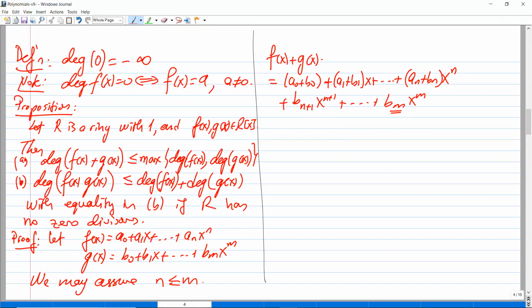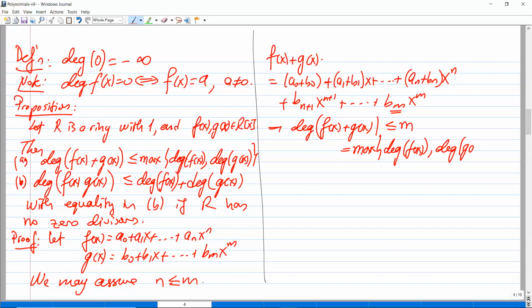If f(x) or g(x) is 0, it's clear. So assume that they are not 0. So the degree of f(x) plus g(x) might be less than m, and is at most m, which is the maximum of the degree of f(x) and the degree of g(x). Okay, and I will leave this B as an exercise to you. So this was A. This is an elementary exercise.